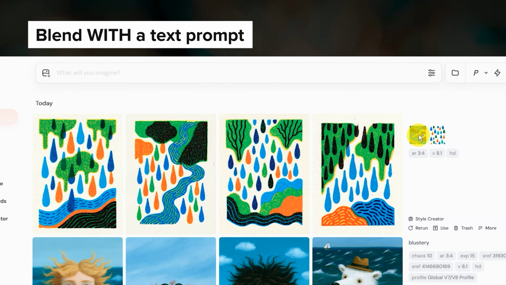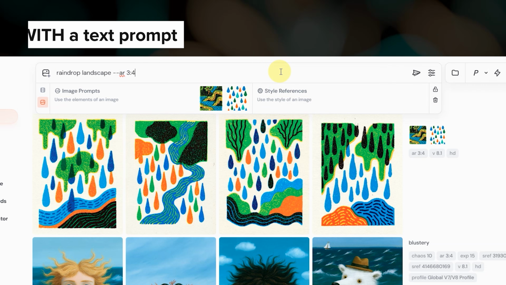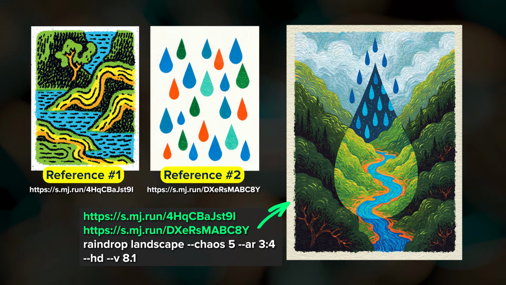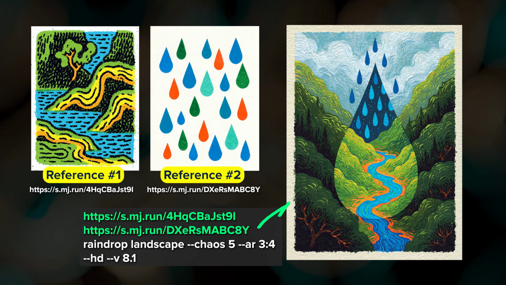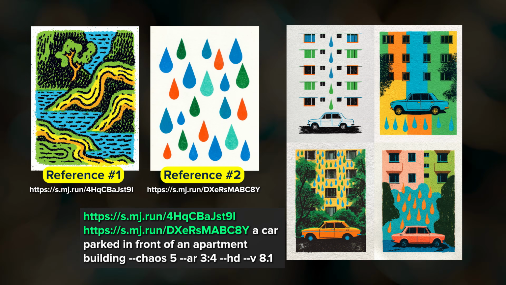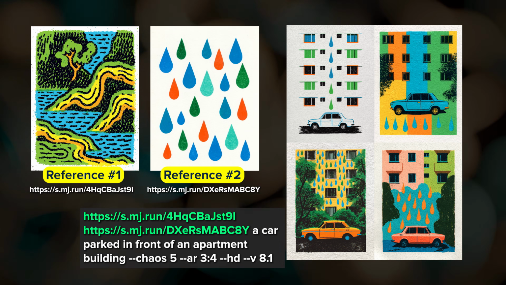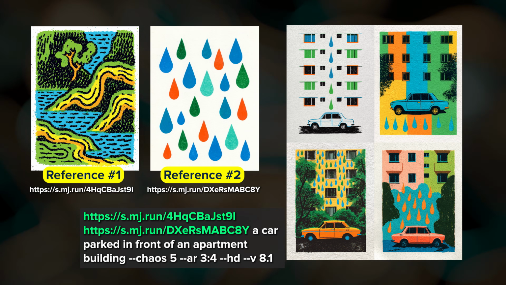Then I ran the prompt again, but this time added the text prompt "raindrop landscape," and something more interesting happened. The text gave Midjourney more direction to consider and produced these painterly illustrated landscapes with these massive raindrops falling through them. And when I prompt for something completely unrelated to my reference images, like a car parked in front of an apartment building, I get these colorful illustrations on textured paper that pick up on the large raindrops, colors, and line work from the landscape reference. So combining an image prompt with text in this way gives you a lot of flexibility in the types of images that you can create.